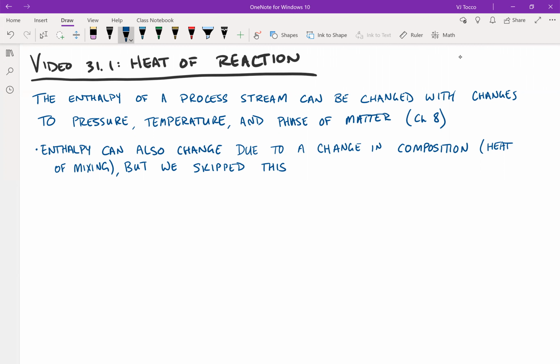If you've ever been curious about, in chemistry lab for example, when you mix H2SO4 with water, you may have noticed that the temperature of that mixture changes, and that's owing to the heat of mixing, or the heat of solution is another word for it.